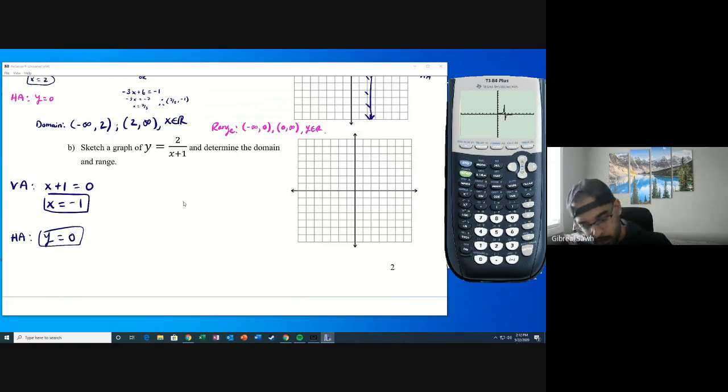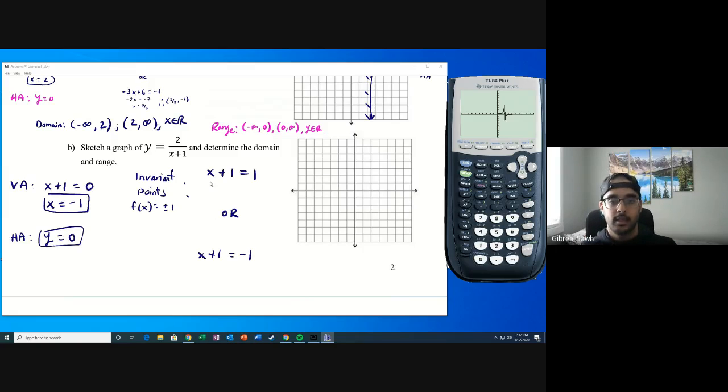Okay, let's go find our invariant points. So invariant points when f of x is equal to positive or negative 1, let's say. Okay, so that means x plus 1, that's f of x, has to be equal to 1, or f of x is equal to negative 1. These are my 2 cases. If it's equal to positive 1, that means that x is equal to 0.